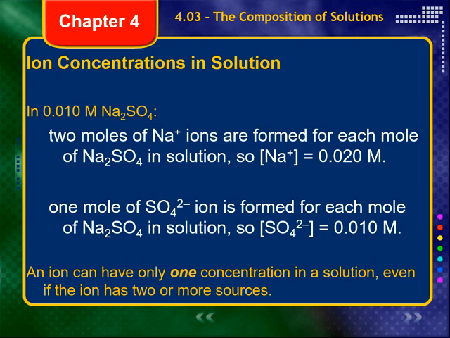Like in this example, it's sodium sulfate, and I add some sodium chloride to this. There's only 1 concentration of sodium ions because all of the sodium ions are the exact same. It doesn't matter if it came from the sodium sulfate or the sodium chloride; those are all the same. So even if there are 2 or more sources of one of the ions, it's just 1 concentration.